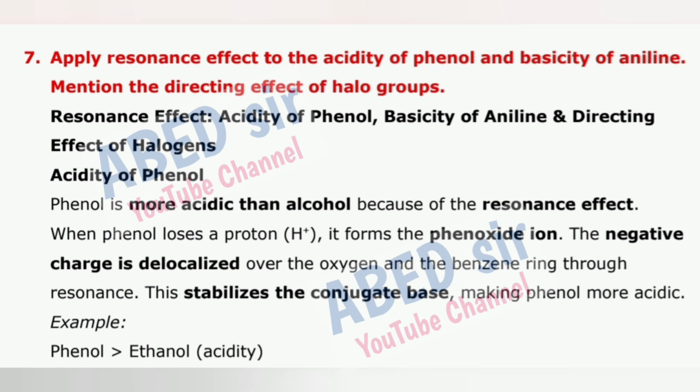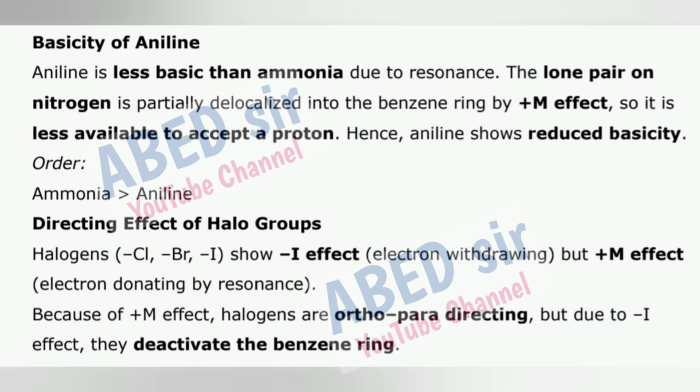Acidity of phenol. Phenol is more acidic than alcohol because of the resonance effect. When phenol loses a proton, H+, it forms the phenoxide ion. The negative charge is delocalized over the oxygen and the benzene ring through resonance. This stabilizes the conjugate base, making phenol more acidic. Example: phenol > ethanol in acidity.